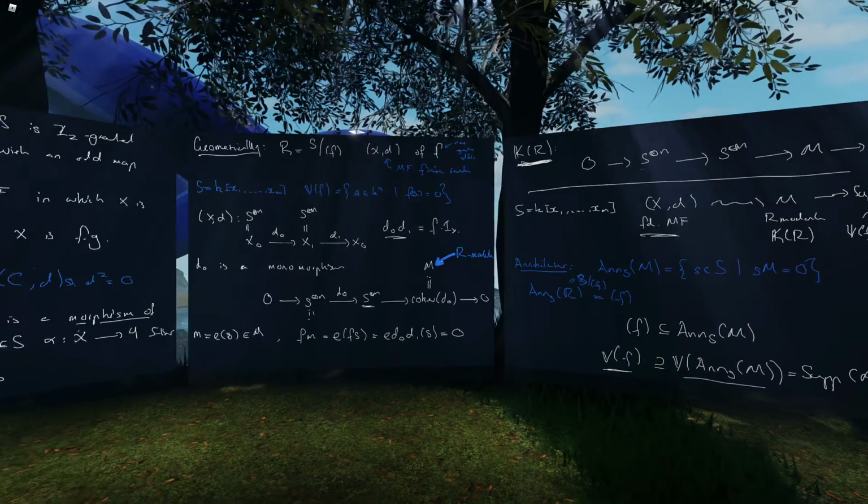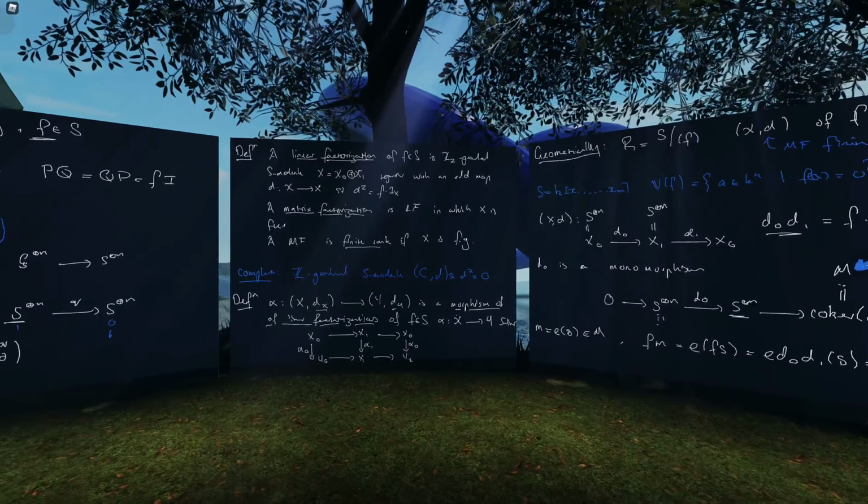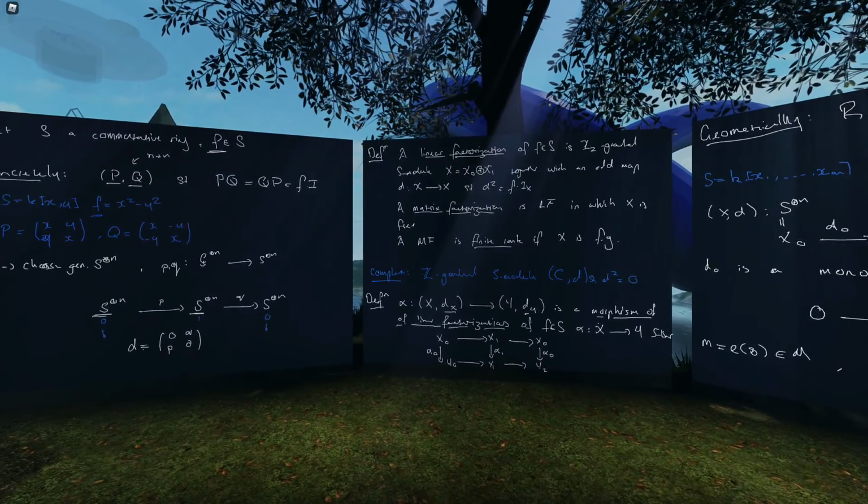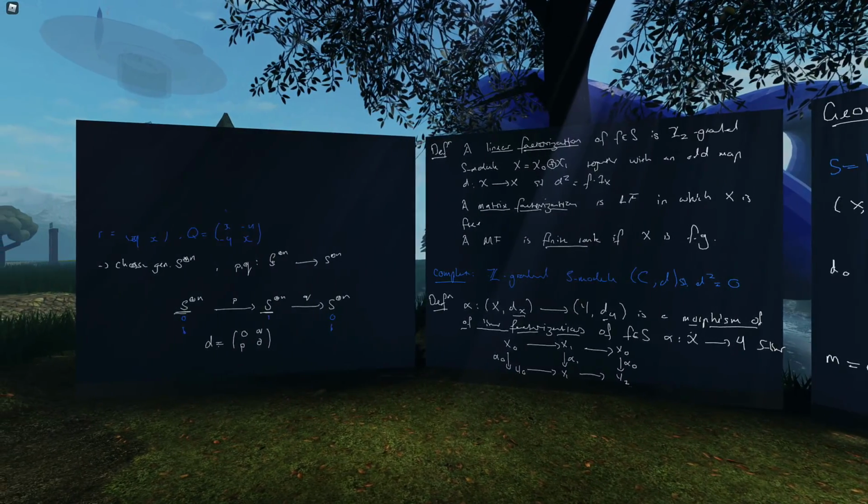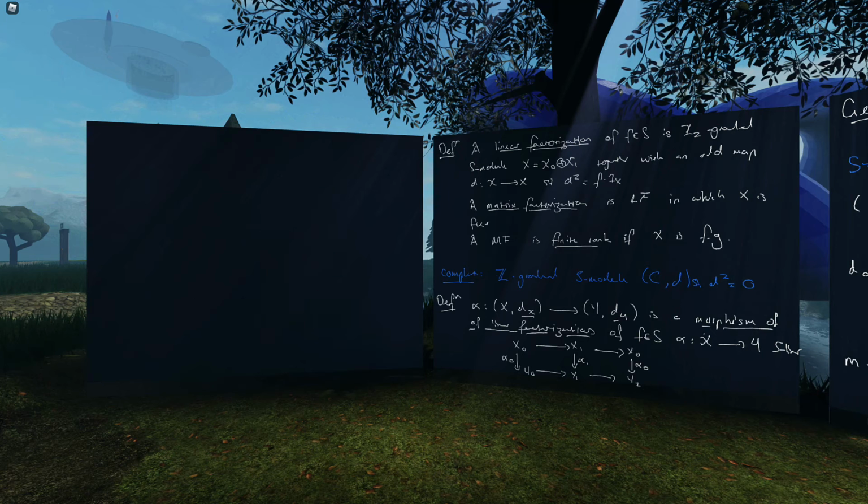Let's talk about some examples. We'll go back to the first board. Okay, so an easy first example is the following matrix factorization. Oh, sorry, I should say, let S be this polynomial ring, a polynomial ring in two variables over the real numbers, and we'll use the same example here that we had before.